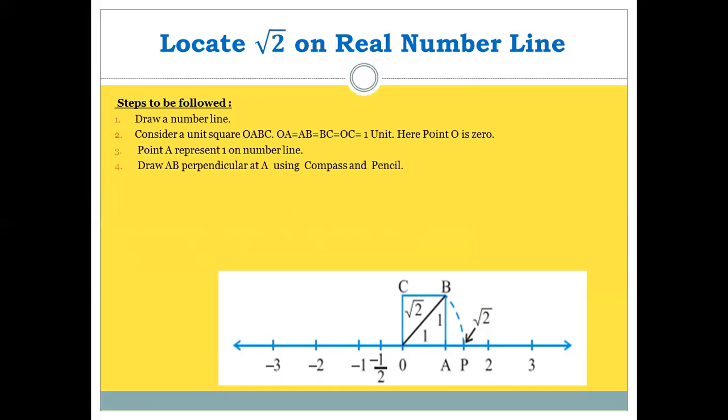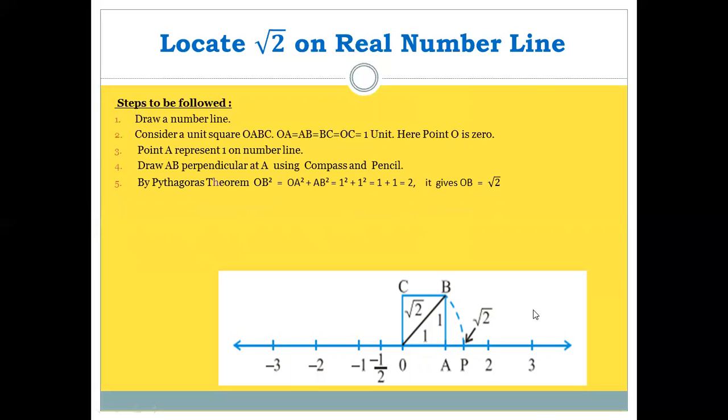So we draw a perpendicular AB at A using compass and pencil. So AB is your perpendicular, that is equal to OA, 1 unit. Next, we know how to apply the Pythagoras theorem in a right angle triangle. So we can say here OAB is a right angle triangle where OB is the hypotenuse, OA is the base, and AB is the perpendicular.